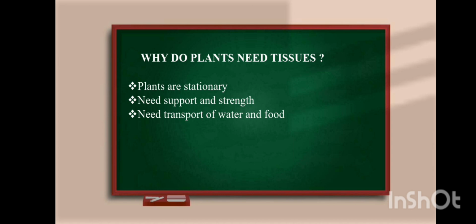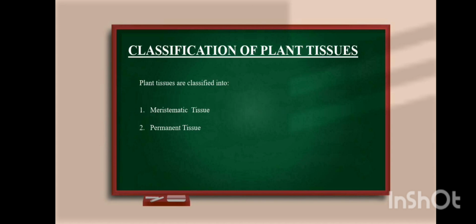Plants are stationary. They need support and strength. They need transport of water and food. Plants cannot move like animals, isn't it? So they need strong supporting tissues and conducting tissues to transport water, minerals, and food to all parts of the plant. Next, plant tissues are classified into mainly two: meristematic tissue and permanent tissue.